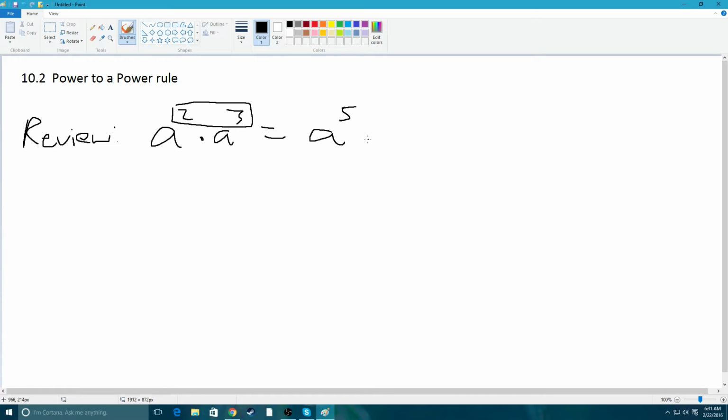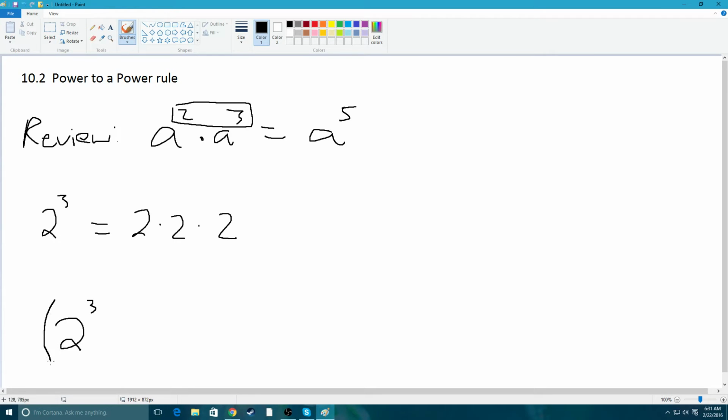Okay. So the big idea now is we're doing this thing called a power to a power rule. So check this out. Let's say you have something like 2 to the third power. And you're trying to figure out, what is this? Well, exponents are repeated multiplication. So really this is just 2 times 2 times 2.